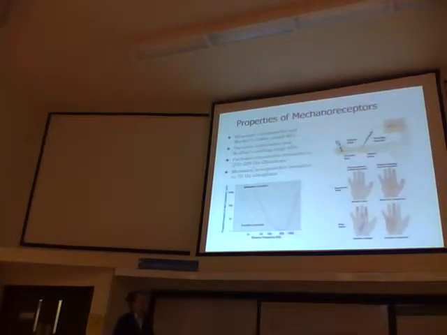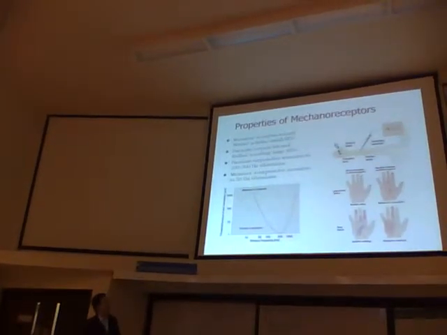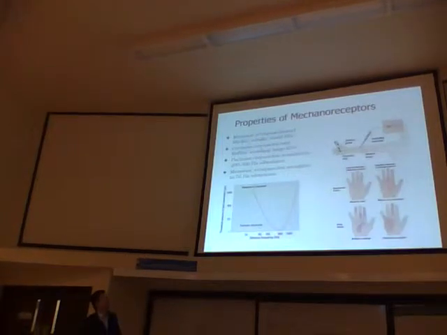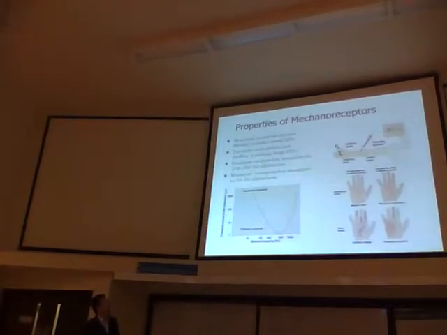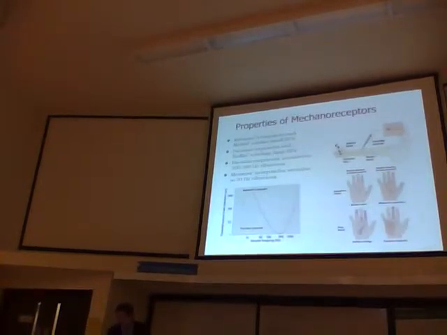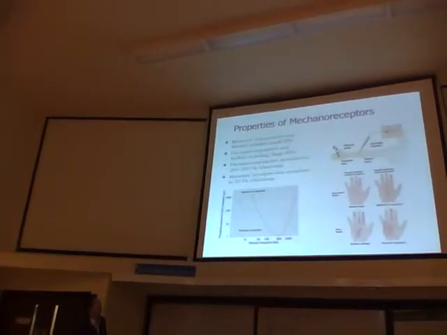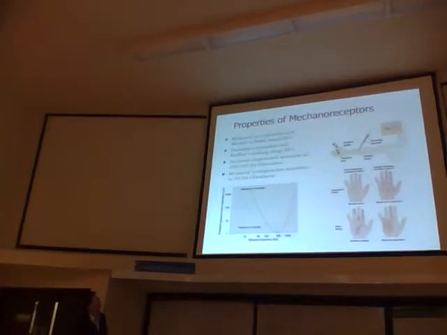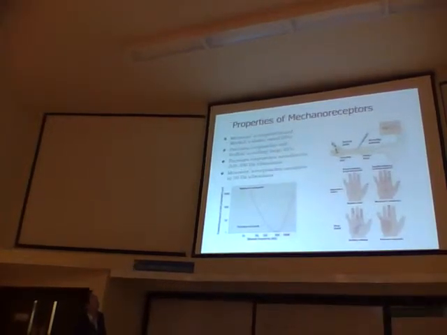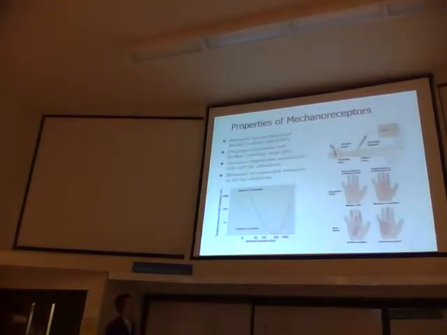These receptors also have various sizes of receptive fields. Here are the receptive fields shown in these spots where there are the various types of receptors. You can see that for Ruffini's endings and Pacinian corpuscles, the receptive fields of single receptors are quite large, whereas the receptive fields are quite small for Meissner's and Merkel's receptors.